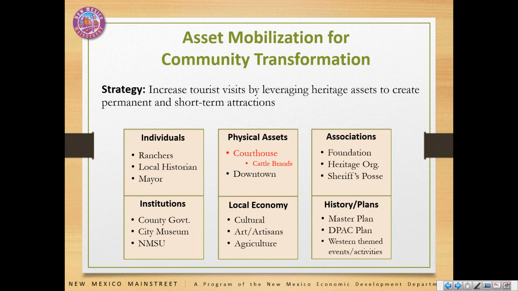Institutions might be the county government, since the courthouse is located there, the city museum, which we could potentially work with to develop some exhibits, and also the local NMSU branch that's located in Carlsbad. The local economy that would be engaged in this would be the cultural economy, the arts and artisans economy, and agriculture. And history and plans that we could reference would be the master plan, the DPAC plan, which is the UNM Design Planning and Assistance Center plan, and also a history of Western-themed events and activities in the downtown district.